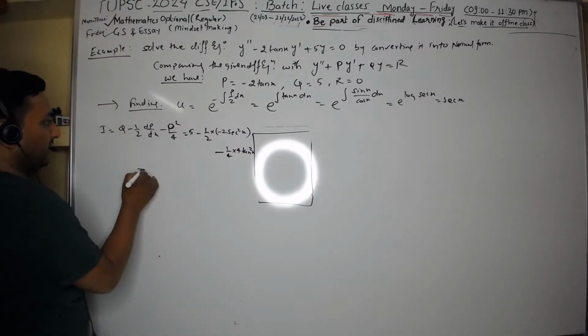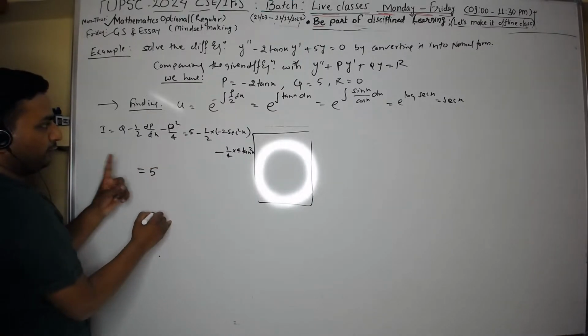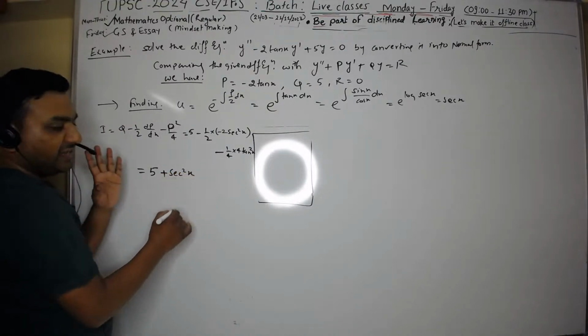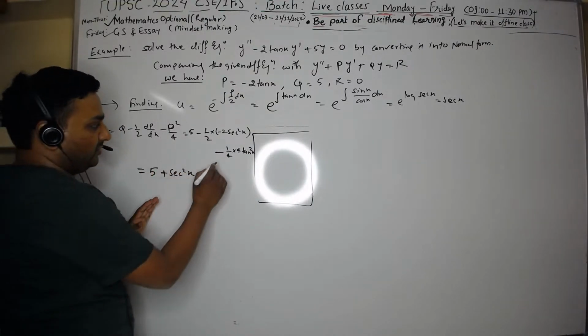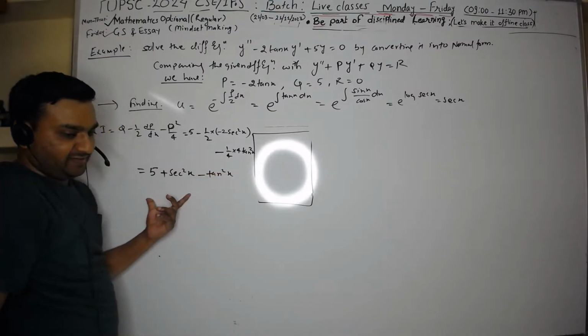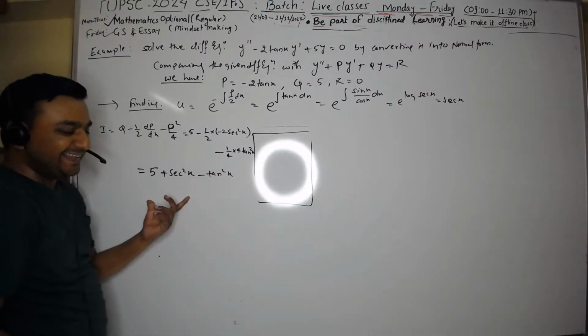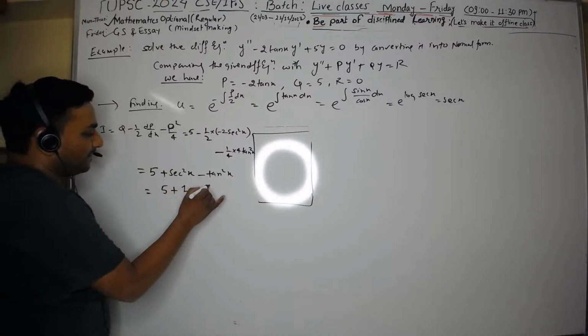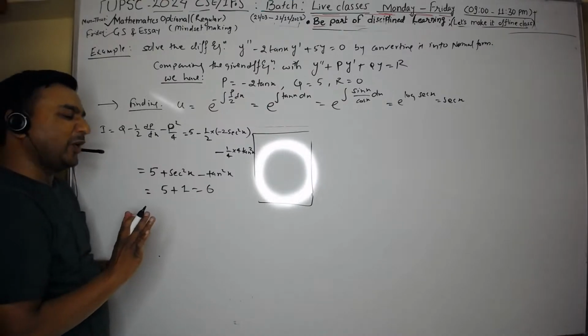Chalo, now let's simplify this. This is 5, 2 got cancelled, plus sec square x, pay attention to this, minus tan square x. Sec square x minus tan square x, it will look very easy.